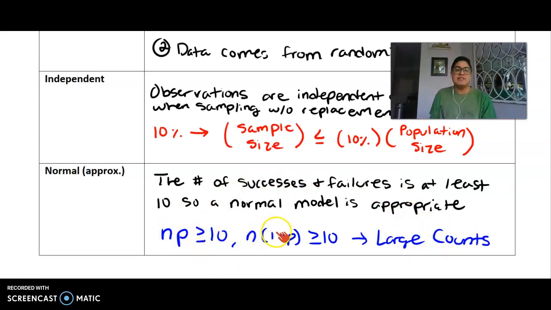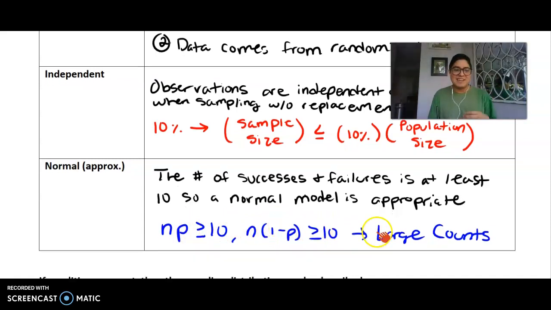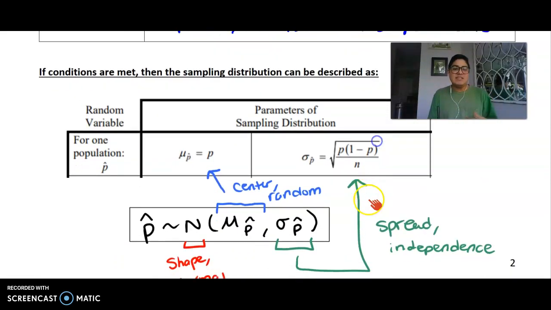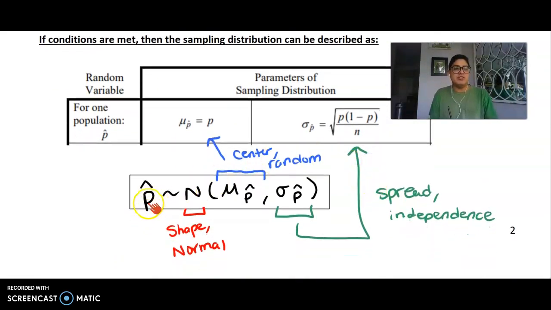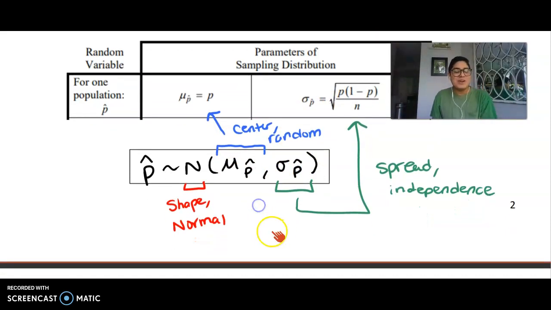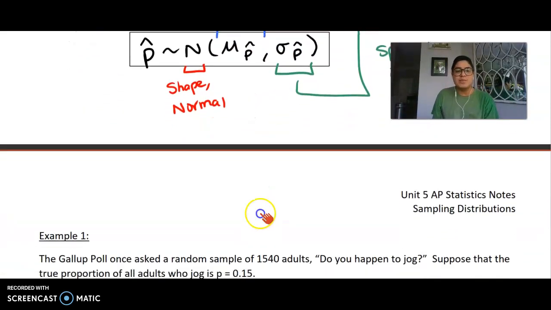And same, sample size times the complement of the proportion, to see if it's at least 10. Now, if these conditions are met, we will have the following sampling distribution. Our sample proportion will be distributed approximately normal, assuming that we meet large counts, with a center of p, assuming we're using an unbiased estimator, and a spread using this formula, obtained if our sample is no more than 10% of the population. So we need to check those three conditions to verify our sampling distribution.